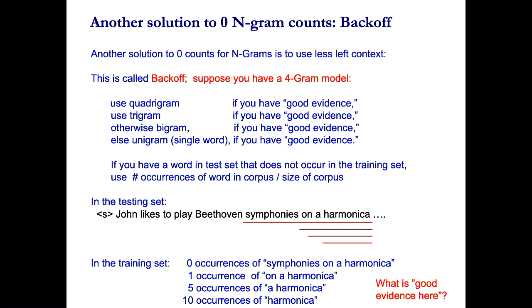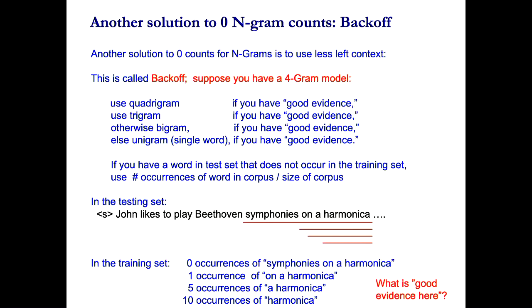So a simple way to do it is to say, well, zero is not good evidence. So anything better than zero, I will use that. So use the quadrigram if there are any occurrences of it in the training set. Otherwise, back off and look at the last three. Use the trigram. If there are any occurrences at all, stop and use that. Or you could have a threshold. You can say, one isn't enough, and when you get here, okay, that's my threshold.